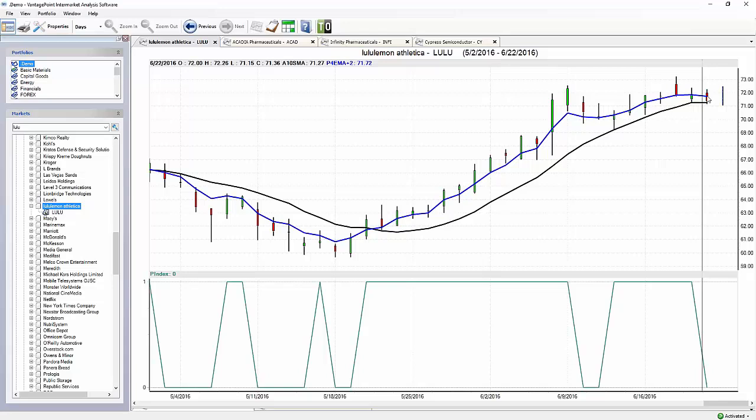So, this is how the software really plots everything forward. You can see here, even direction, blue line still over black line, neural index down at a 0, but the overall direction saying, look, we're still moving higher.